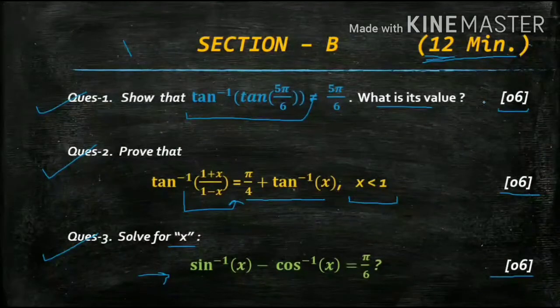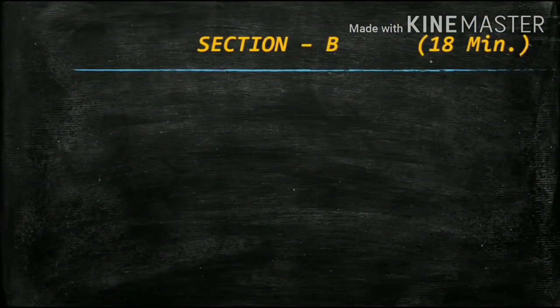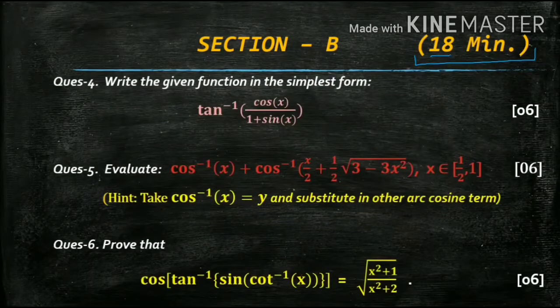So I hope you have done these questions as well. Let's move to the final page of section B. Now on this page, you must check the time: 18 minutes to complete these questions if you are attempting all, or if not, you can arrange your time with the rest of the pages. These are the final three questions.